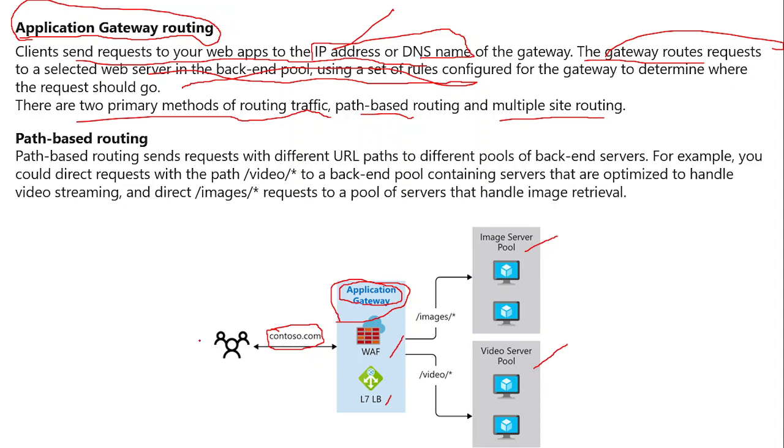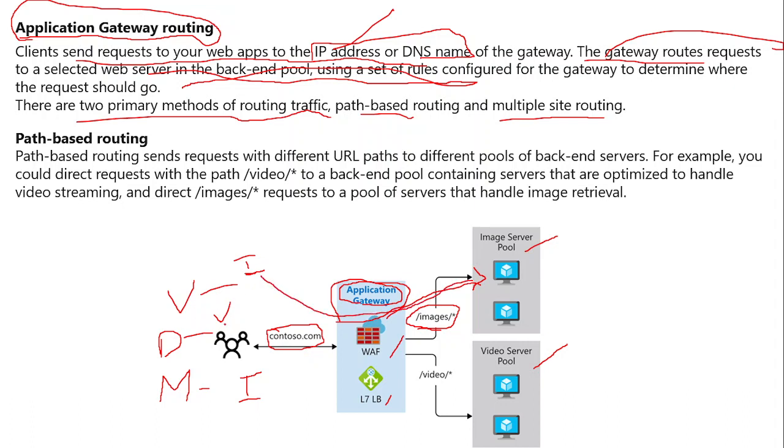Now suppose there are three persons: Vinay, Dilip and Mohidar. Vinay is trying to access some images that he has uploaded. Dilip is trying to access videos, and Mohidar is also trying to access some images. Whenever Vinay tries to access images, he will enter the image URL, which will definitely contain the path /images/*. The application gateway will understand that Vinay is trying to access images based on the URL he has requested, and it will route the request to the image server pool. He will get the information, and that information will be sent back to Vinay.